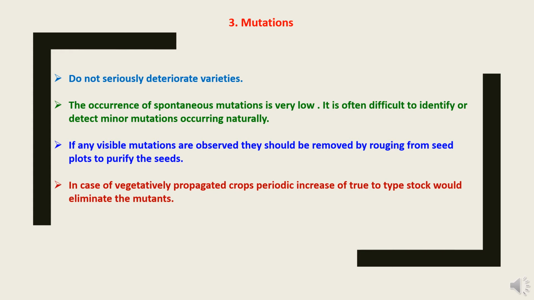If any visible mutations are observed, they should be removed by roguing from seed plots to purify the seeds. In case of vegetatively propagated crops, periodic increase of true to type stock would eliminate the mutations. So these mutations are not one of the serious factors for causing the deterioration of genetic purity.